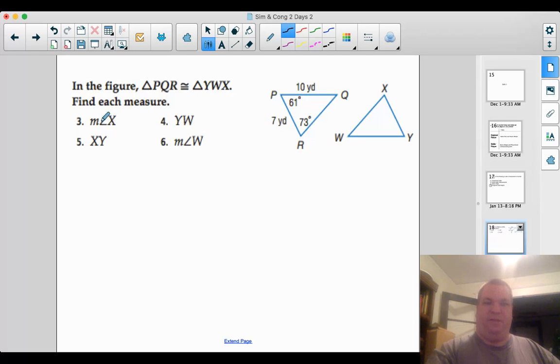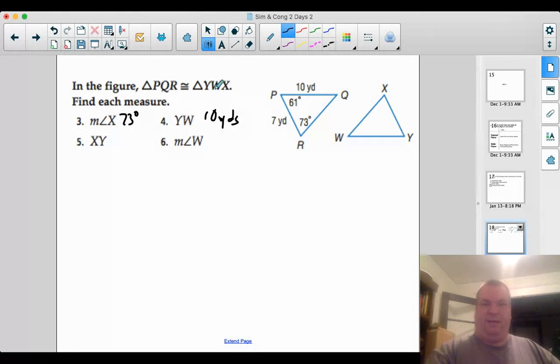So if I want to know the measurement of angle X, that's how I read this, the measurement of angle X. That M there is the variable, it just stands for measurement. Well, X corresponds with R. So I know it's going to be the same as R, which is 73 degrees. If I want the side YW, well, YW matches up with PQ, which is 10 yards. Because they're congruent, this will also be 10 yards. We don't need to do anything with proportions when they're congruent, because everything is equal.